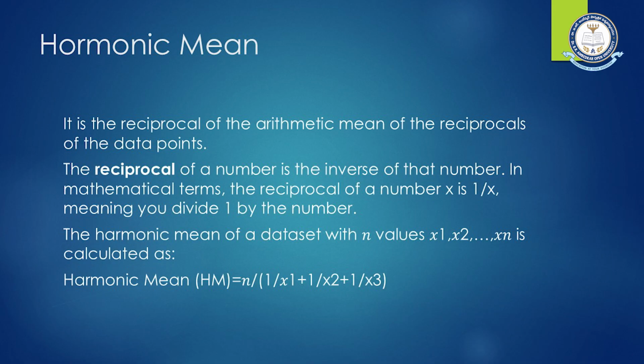The harmonic mean of a data set with n values x1, x2, like that up to xn, is calculated as harmonic mean is equal to n divided by the sum of the reciprocals of the numbers. That means, in arithmetic mean we use n as the denominator, here we use the number of items as the numerator, divided by 1 by x1 plus 1 by x2 plus 1 by x3 like that, then we will get the harmonic mean. What are the uses of harmonic mean?